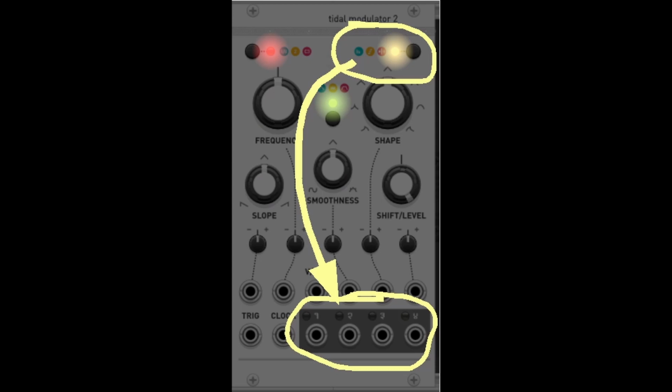The button and the LED in the upper right corner determine the behavior of the 4 outputs. I'll talk about this in a few minutes.